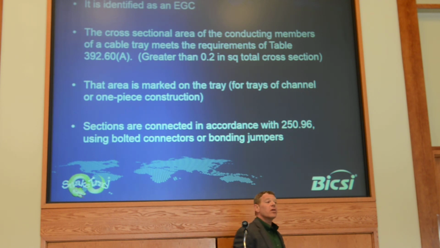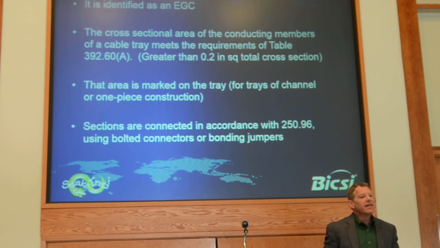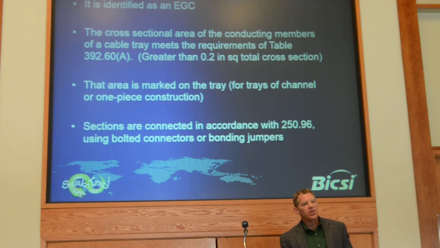So this UL classification that we all seek is a very sophisticated test. They come to your factory with a set of calipers and they measure the diameter of the tray sections that are going to be connected, and if the sum of the sections that are going to be connected exceeds 0.2 inches squared, you're UL classified.